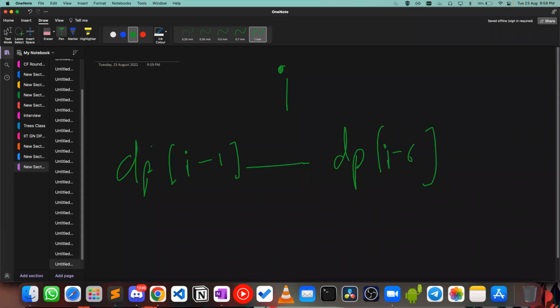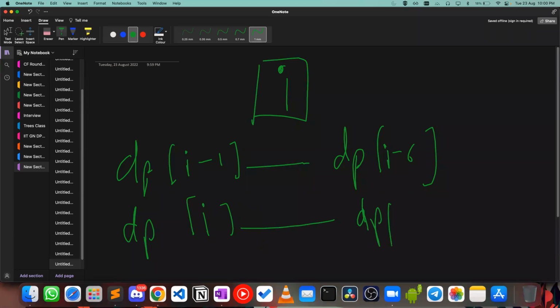Like this is the set of previous states that you require, from dp of I minus 1 to dp of I minus 6. But once we are done evaluating for I, what is the current set of states that we will need? Sorry, we'll need dp of I to dp of I minus 5. This is the set of states that you will need for the next operation. Is this right or wrong?